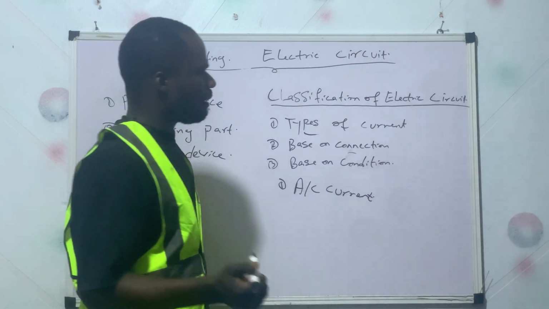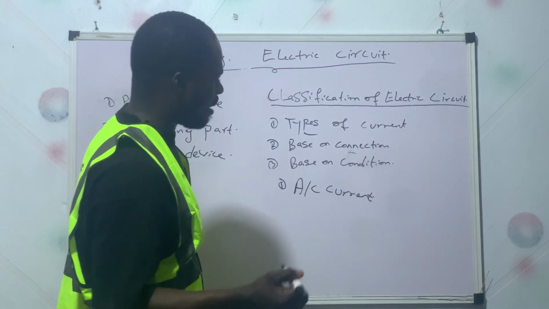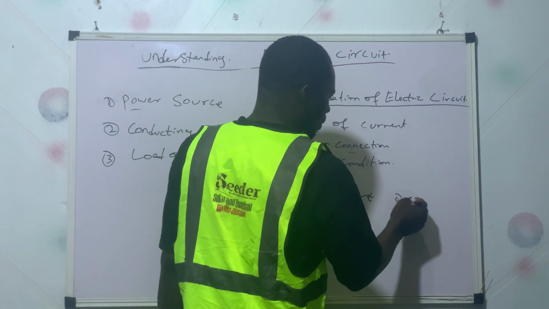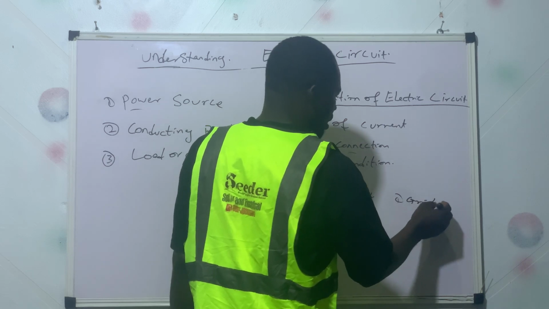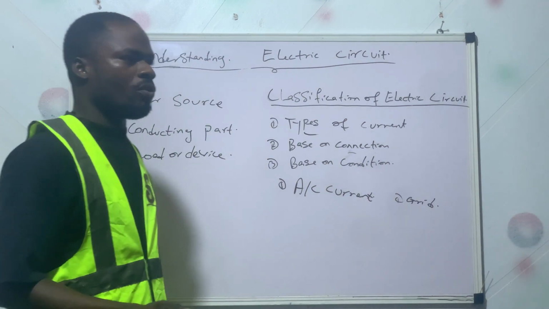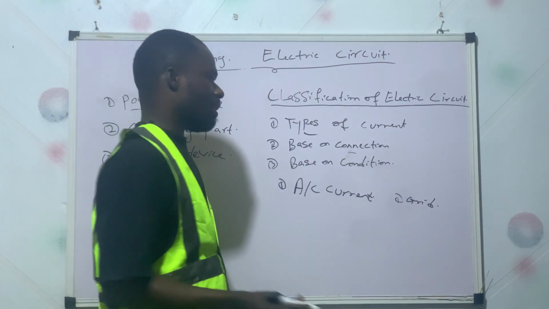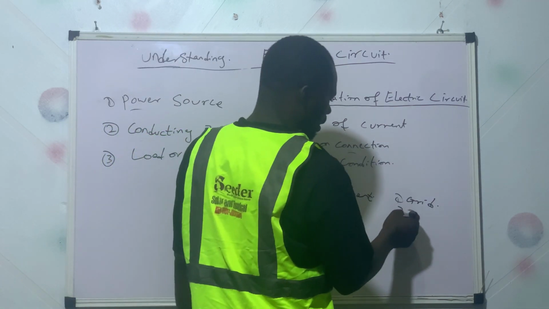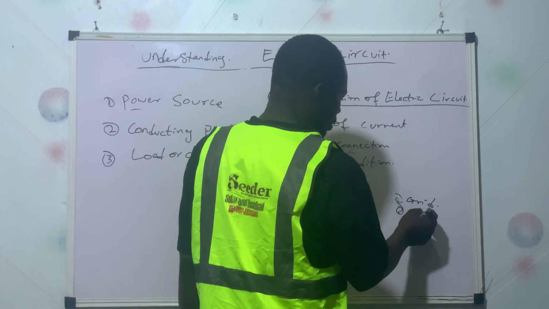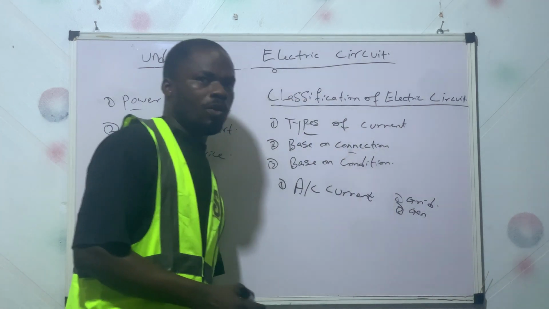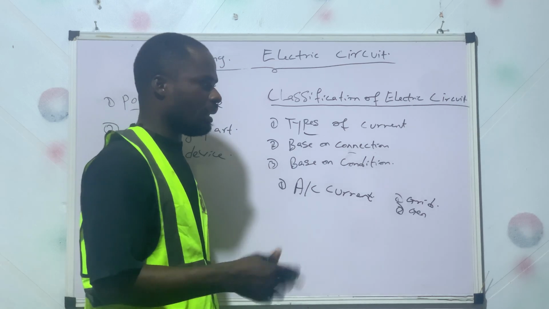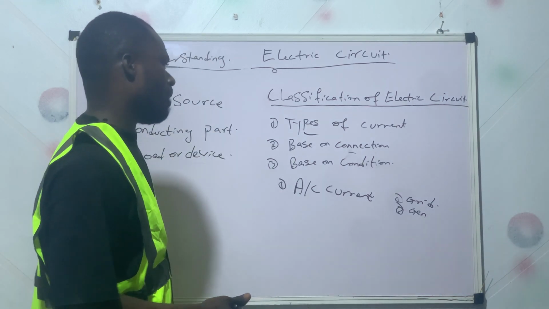And the AC current, you can get from your grid. Number one is your grid. The type of current you get from the grid is known as AC current. Then number two source of AC current can be from your generator or generating set. Mostly in Africa, we make use of generator to generate AC current.